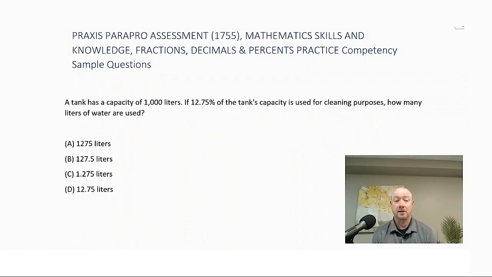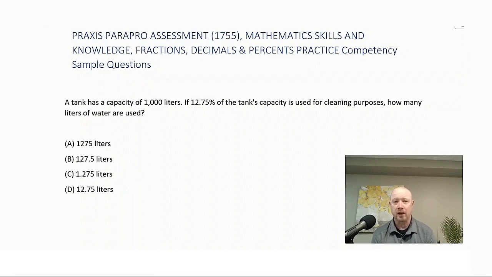A tank has a capacity of 1,000 liters. If 12.75% of the tank's capacity is used for cleaning purposes, how many liters of water are used? Is it A, 1,275 liters? Is it B, 127.5 liters? Is it C, 1.275 liters? Or is it D, 12.75 liters?